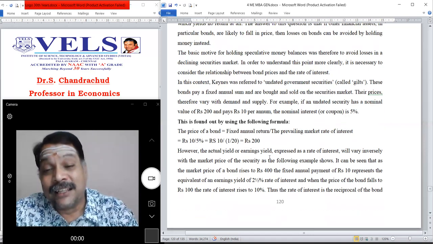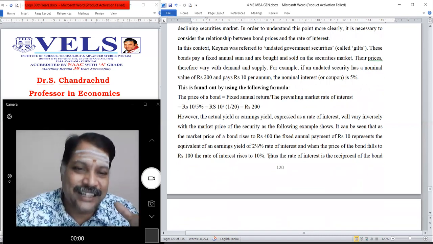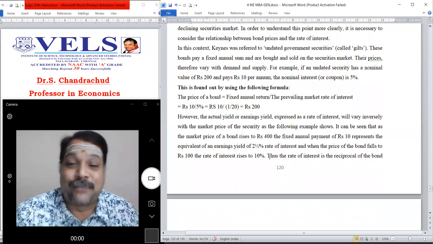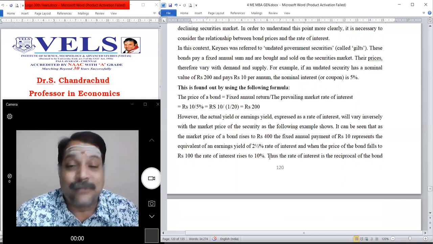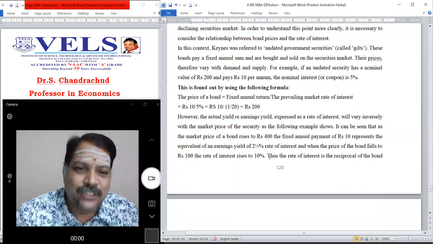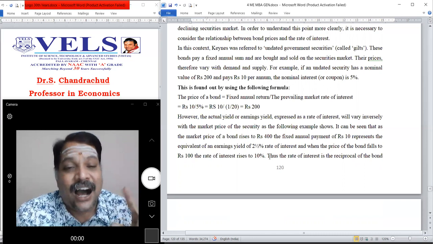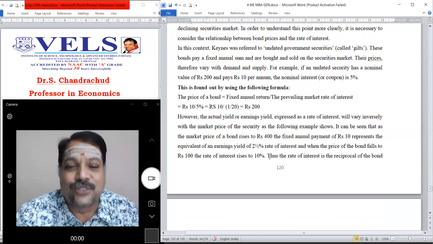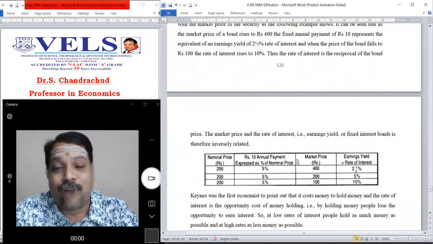However, the actual yield or earning, expressed as a rate of interest, will vary inversely with the market price of the security. As we can see in the following example, the market price of the bond rises to rupees 400 and the fixed annual payment is rupees 10, representing earnings of 2.5% rate of interest. And when the price of the bond falls to rupees 100, the rate of interest rises to 10%. Thus, the rate of interest is a reciprocal of bond price.